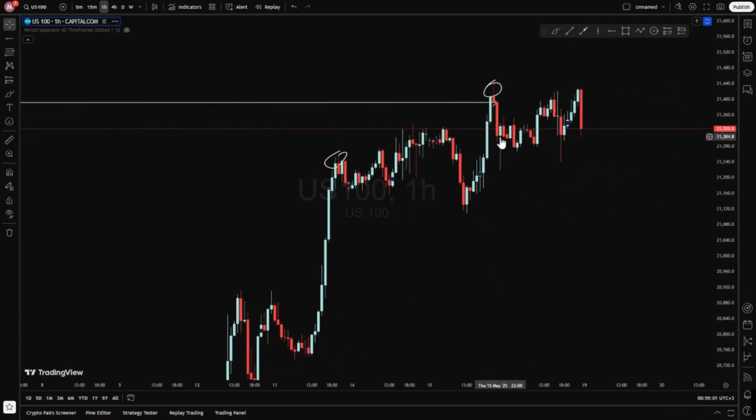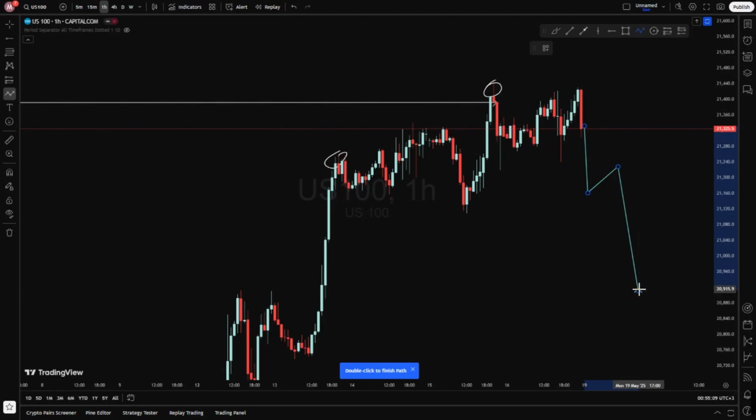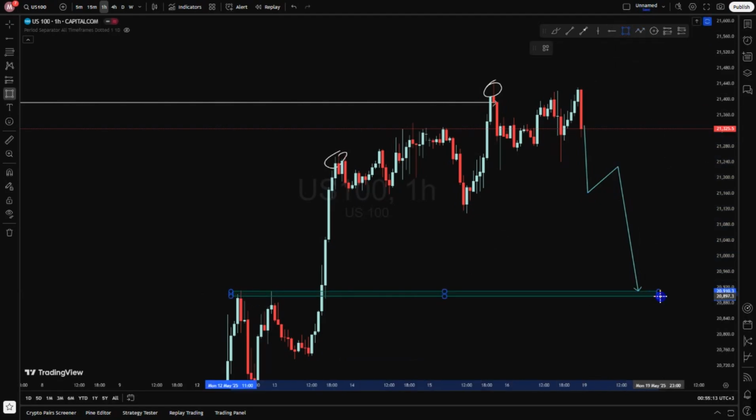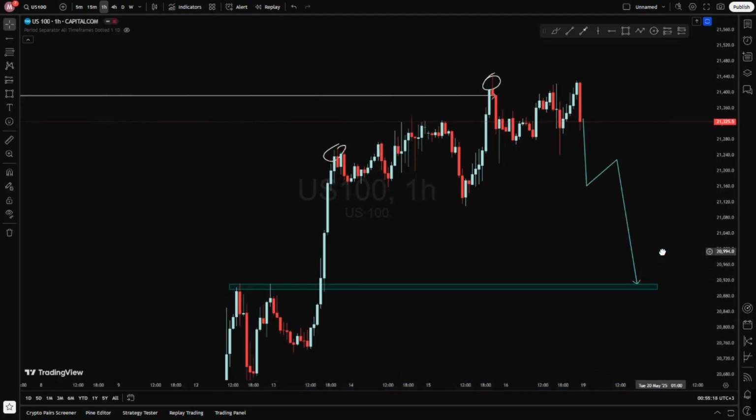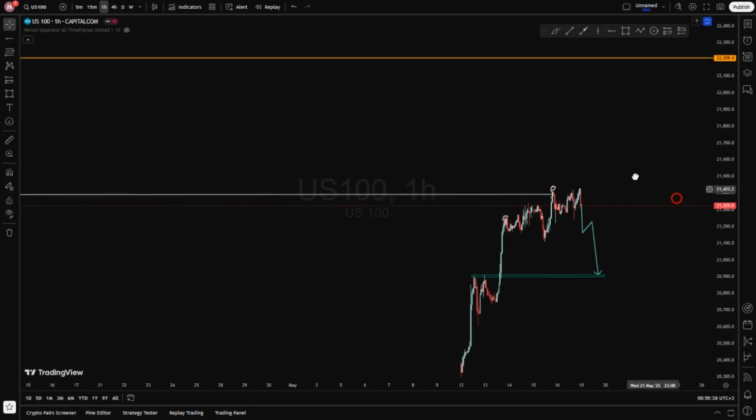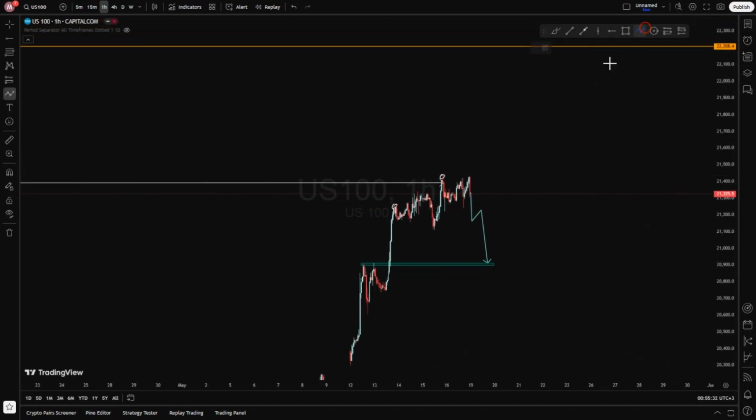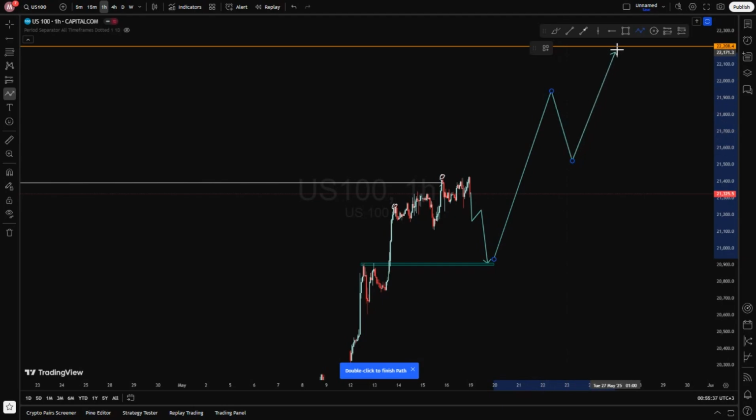If this plays out the way we're expecting, we might see price drop from this area, potentially down to this previous low right here, which could act as our next target zone. From there, if the market continues to respect structure, we might get a bounce, and that could lead us right back up toward our main liquidity target at the top of the daily range.